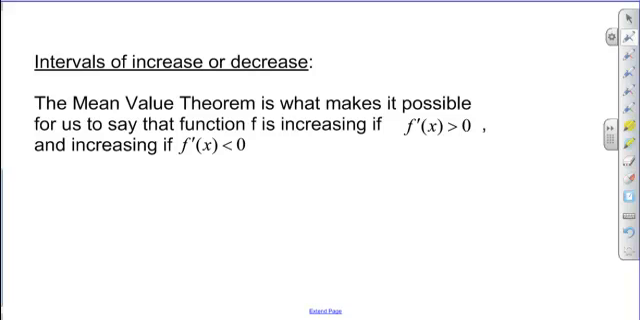When we looked at that section earlier in chapter 4, we just took a look at it and said, you know what, where we've got this function that's increasing, look at all these slopes, look at all these tangent lines, they all have positive slopes. To actually prove that involves the mean value theorem.